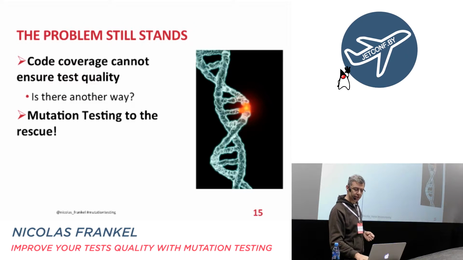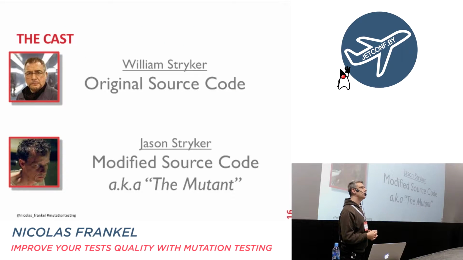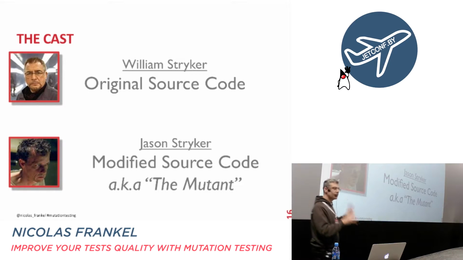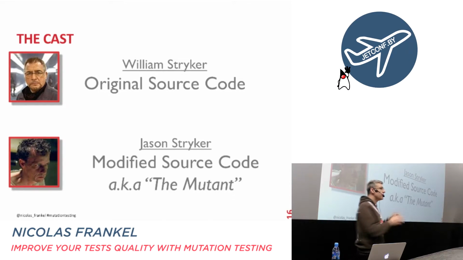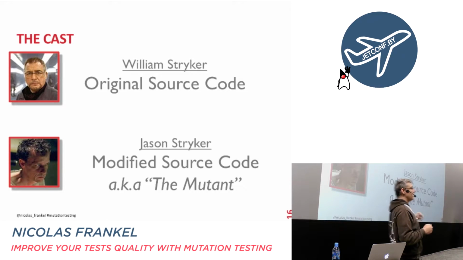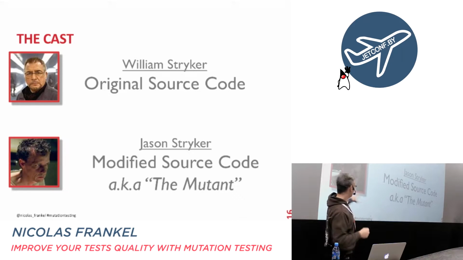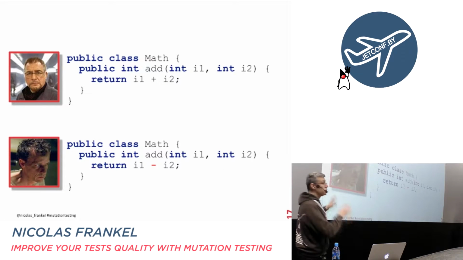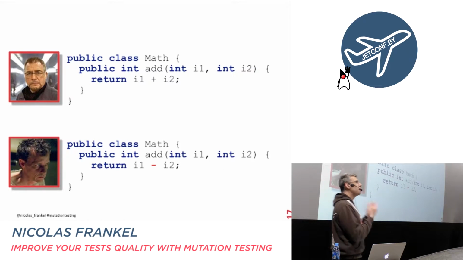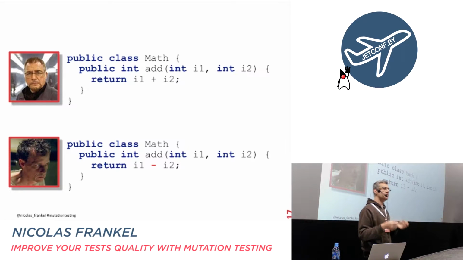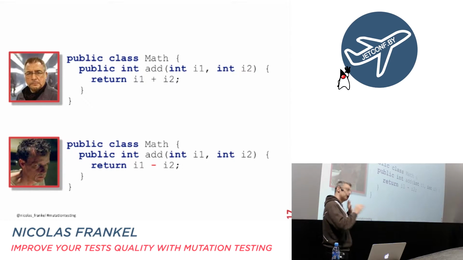Okay, let's take an example. Who knows about Lucky X? Okay, so let's take the example. Here, William Stryker, who in the movie is the bad guy, right? It will be our original source code, okay? And his son, who in the movie is no one, will be the mutant, right? So I've taken a stupid example. I've re-implemented the math class with the add method. Stupid, sure, but nice example.